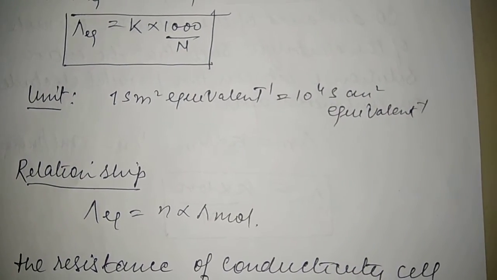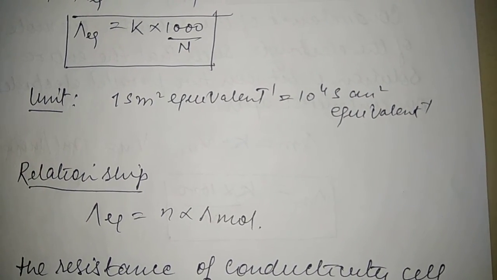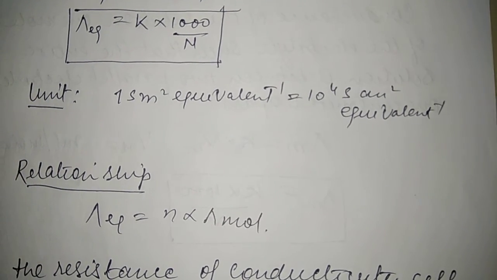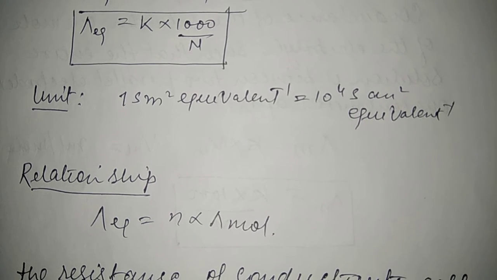After that, the last point is the relation between equivalent and molar conductivity. This is delta EQ is equal to N into molar conductivity. Clear? So this is the last point of today's topic.